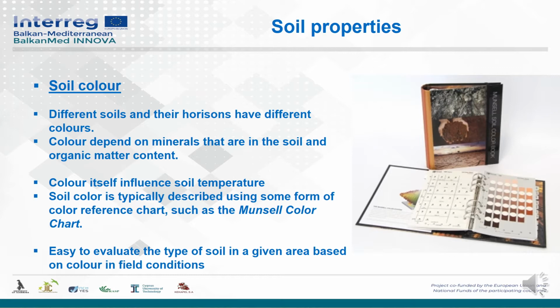Soil color is typically described using some form of color reference chart, such as the Munsell color chart, which you will see on the right side in the photo. It is easy to evaluate the type of soil in a given area based on the color of the soil in the field conditions.